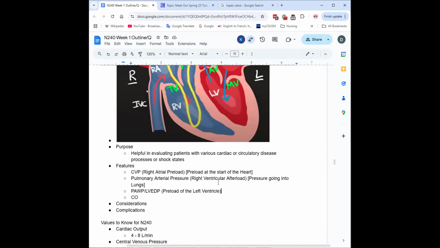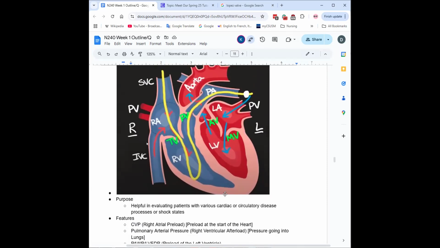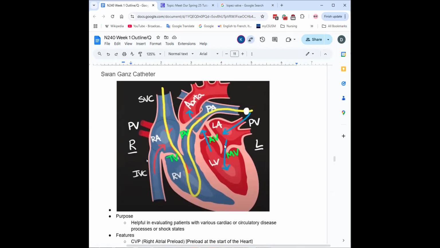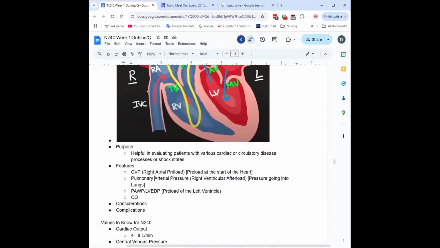I know that's probably really confusing. Any confusion on this? I'm just trying to show how these readings show the way the pressure moves around the heart and that whole system. So your CVP, yes, it is also called the pulmonary arterial occlusive pressure. And it's also called the left ventricular end diastolic pressure, or the pulmonary arterial wedge pressure. So all of these are the same thing.